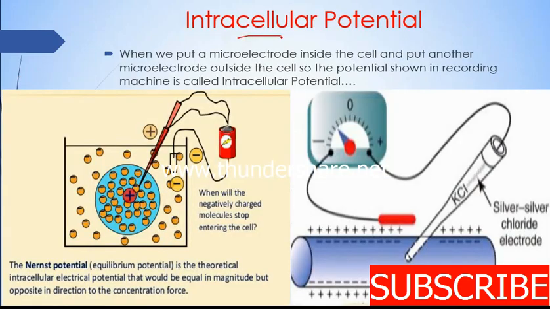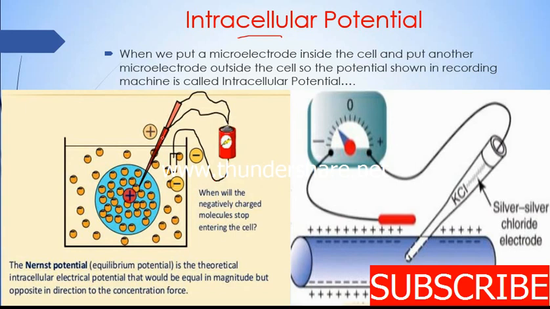So then we will come to another point, intracellular potential. What is intracellular potential? As you know, the cell has ions in the outside and inside of the cells. When we put a micro electrode, what is this? This is a micro electrode. When we put a micro electrode to the inside of the cell and also put another electrode to the outside of the cell, the machine records some potential. So this potential is called intracellular potential or cellular potential.